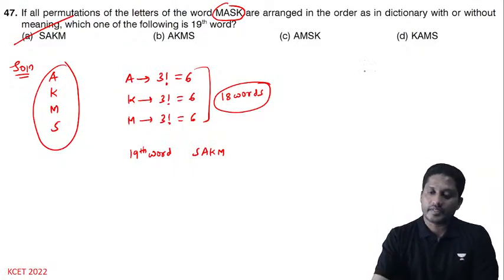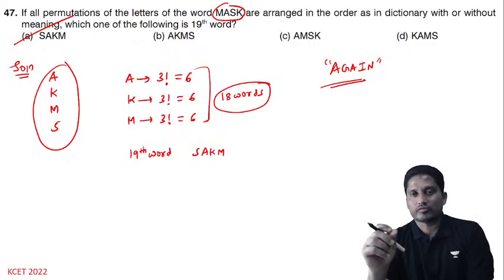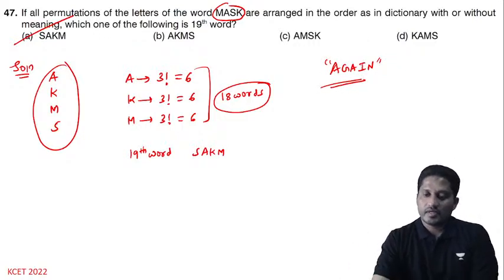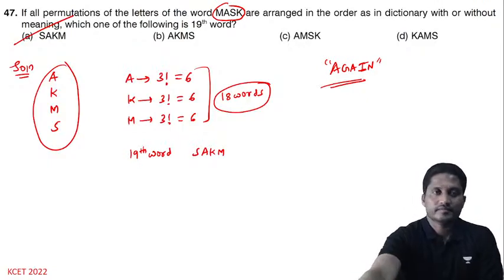There is a similar question in NCERT, guys. Miscellaneous example: if all the letters of the word AGAIN are arranged in a dictionary, what will be the 50th word? Go through the NCERT textbook. There's one miscellaneous example. Letters of the word AGAIN should be arranged in a dictionary. What will be the 50th word?